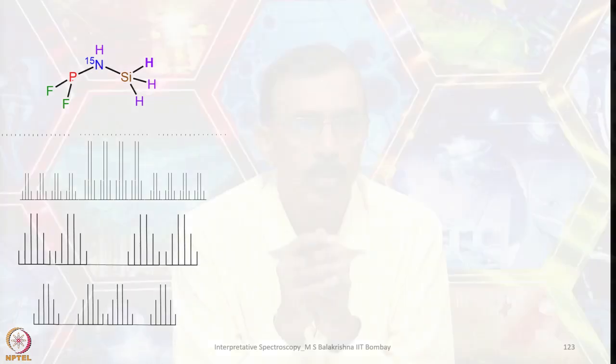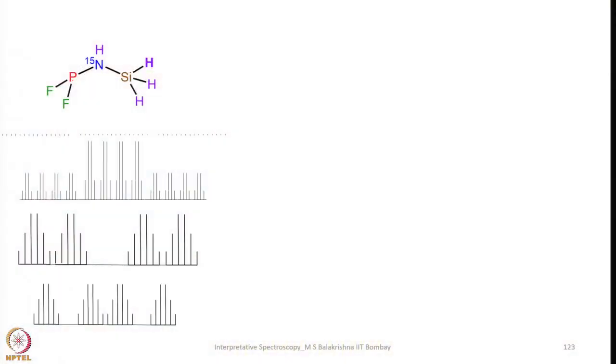You have 19F, 1, 2, 3, 4, 5. Five different types of NMR active nuclei are there. Of course, the abundance of 29Si is very low, but nevertheless, when you are looking at fluorine NMR, phosphorus NMR, 1H NMR and 15N NMR, you can ignore the coupling due to silicon. And of course, in silicon NMR, you can consider all other couplings. So let us do one at a time.